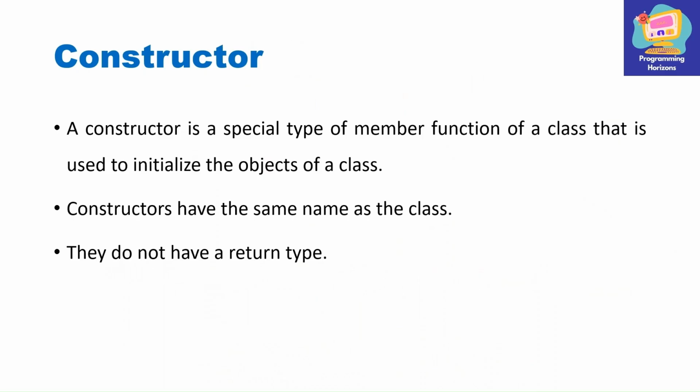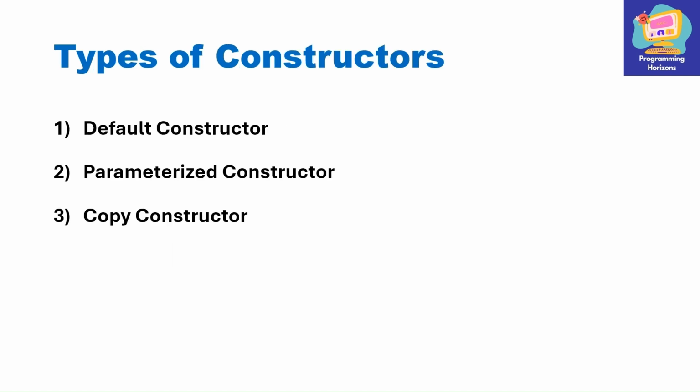A constructor is a special type of member function of a class that is used to initialize the objects of the class. They are just like other member functions defined using public access specifiers, but they have the same name as the class and they do not even have a return type. There are three main types of constructors in C++. First is default constructor, second is parameterized constructor, and third is copy constructor. Let us understand these in more detail.